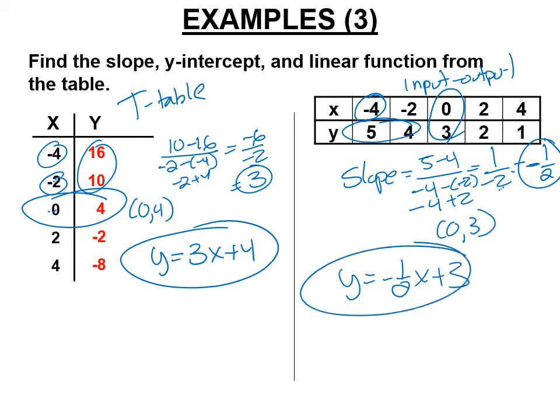We'll make every combination of x and y there. Let's just double check for those who aren't convinced. All right, when x is -4, y better come out as 5. Let's see, -1/2 of 4 is 2, so -1/2 times -4 is 2. 2 plus 3 is 5. When x is -4, y is 5.